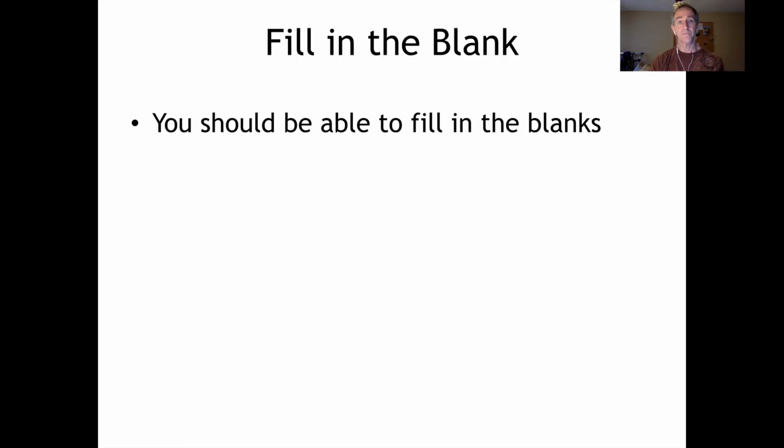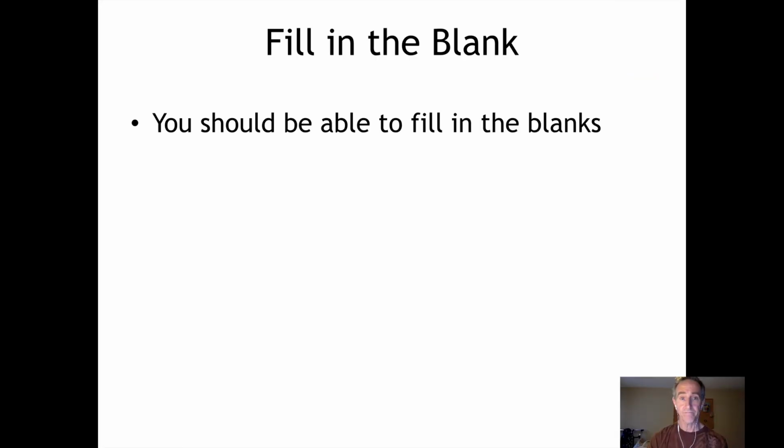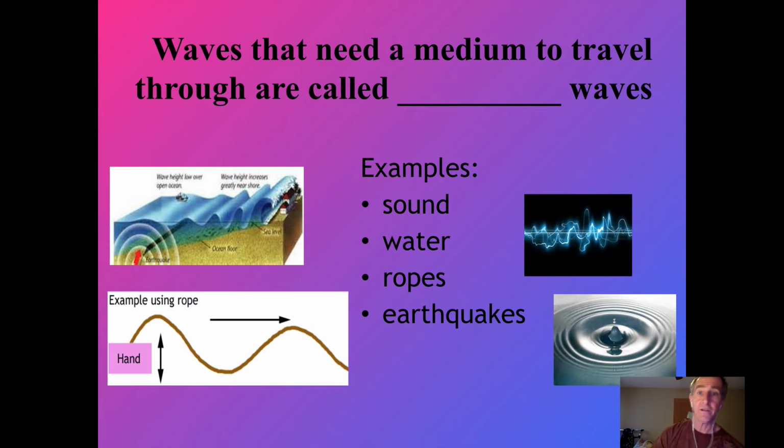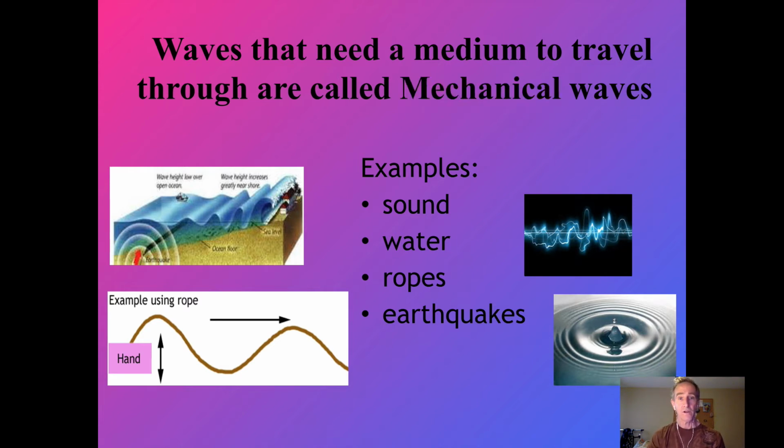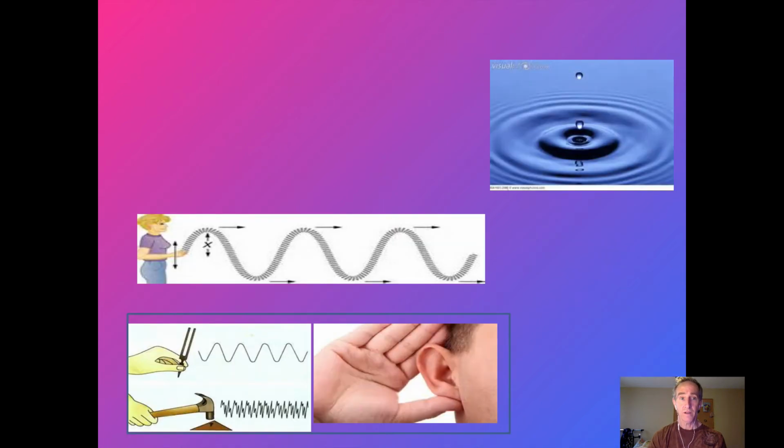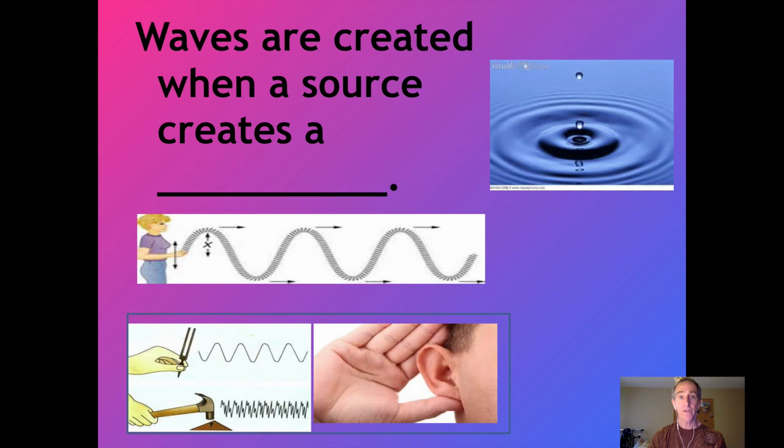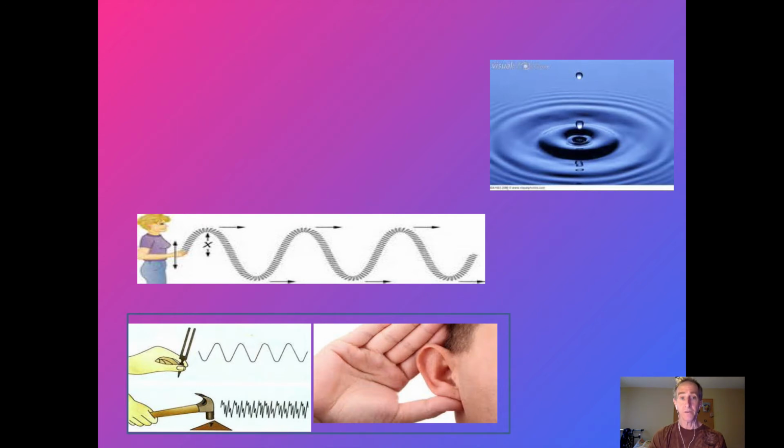Fill in the blank. You should be able to fill in the blanks. Waves that need a medium to travel through are called blank waves, and the examples of this are sound, water, ropes, and earthquakes. They are called mechanical waves. Waves are created when a source creates a disturbance.